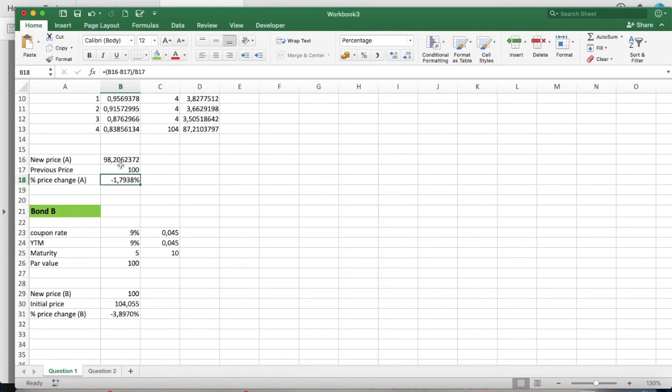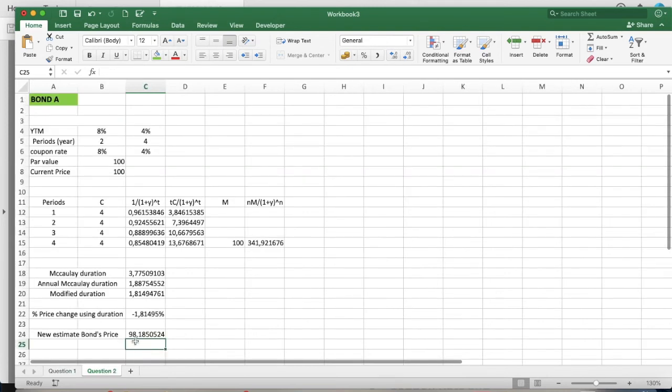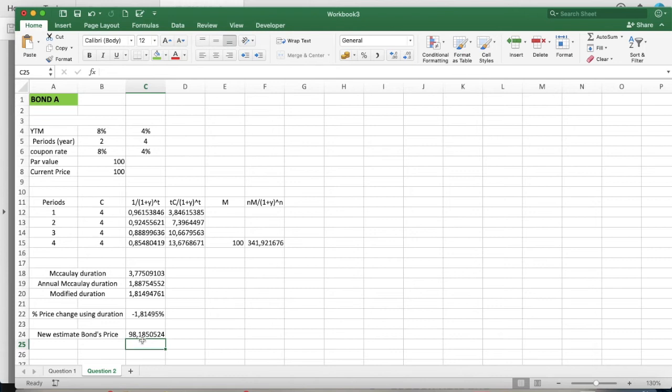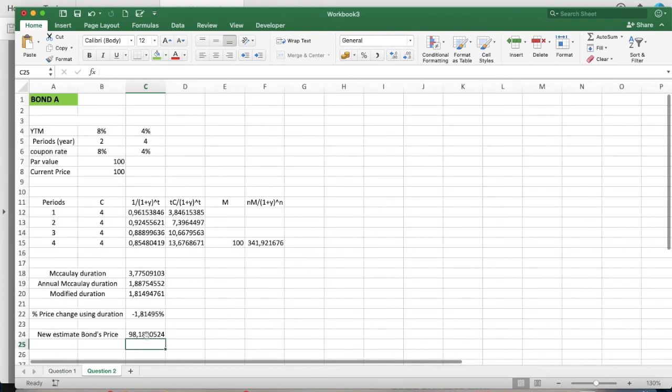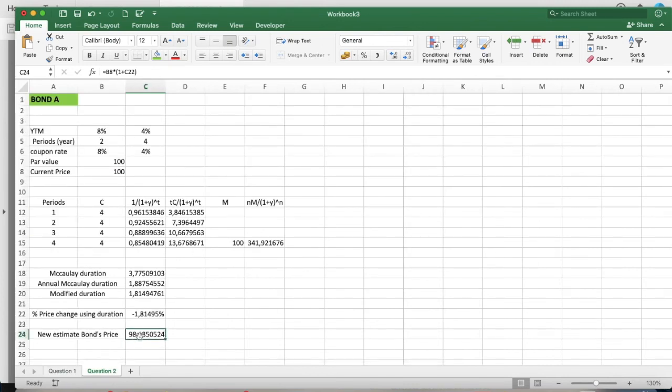98.206. So there is a difference between the two techniques. For the present value technique, the new price is equal to 98.206 following an increase of 1% in the yield to maturity. While using the duration technique, see, this is the estimate. So this is the observed one, this is the estimate. So there is a gap between our estimation and the real observation, right?